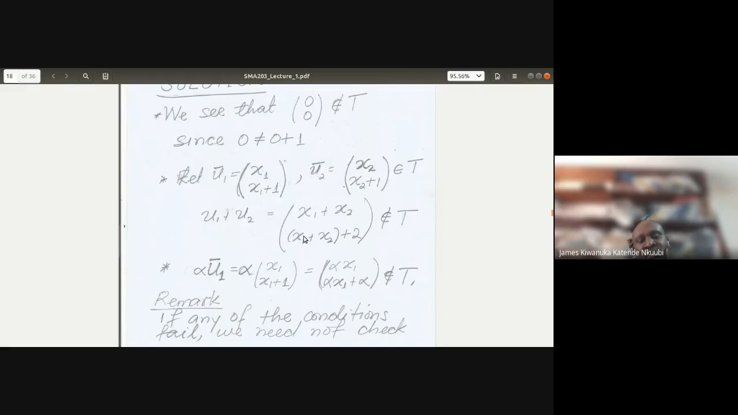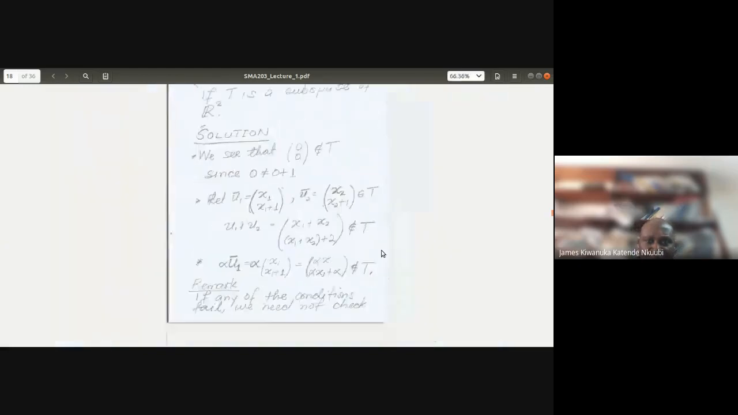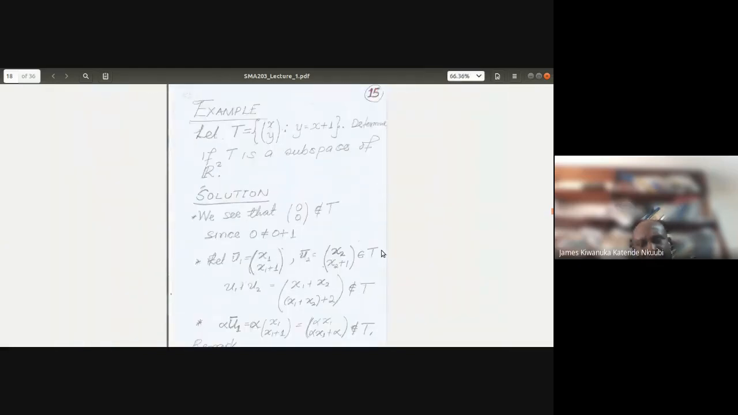So for this kind of situation, if you want to prove that something is not a subspace, you just need to confirm that only one property is not satisfied. Once that is confirmed, you're done. You don't need to bother with the others. So you can pick which one you find easier to check, and that is the one you use to check that a set is not a subspace. So the conclusion here is that T is not a subspace of R2.